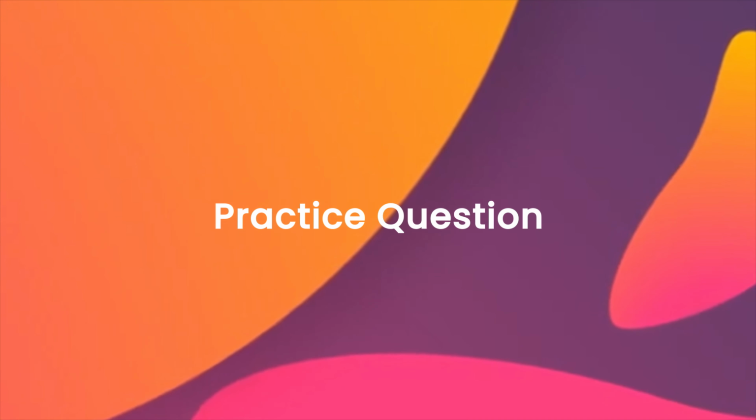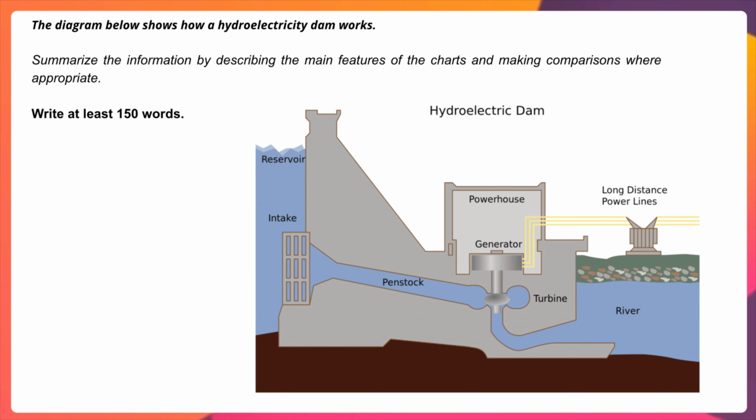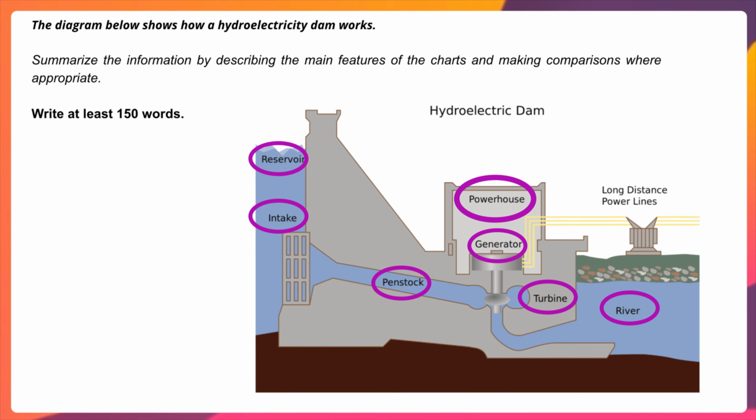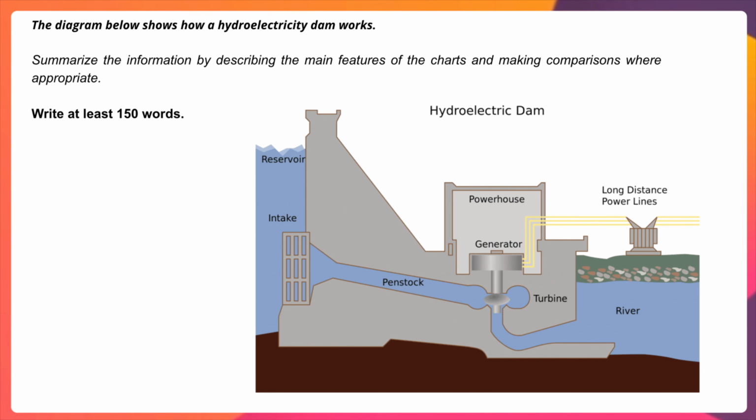Here I have a sample question for you to put your answers in the comment section below. You have to understand what this diagram is actually about and immediately note down the different areas. For example, reservoir, intake, penstock, turbine, generator, powerhouse, river, and finally long distance power lines. Understand how many stages you can describe here, and accordingly you can decide the number of paragraphs.